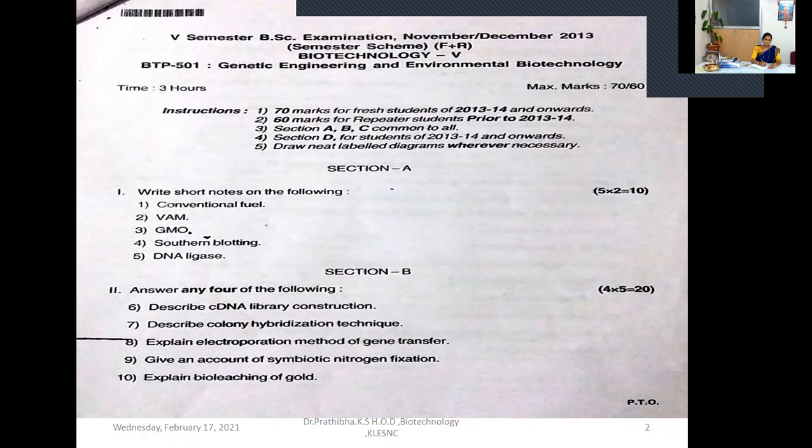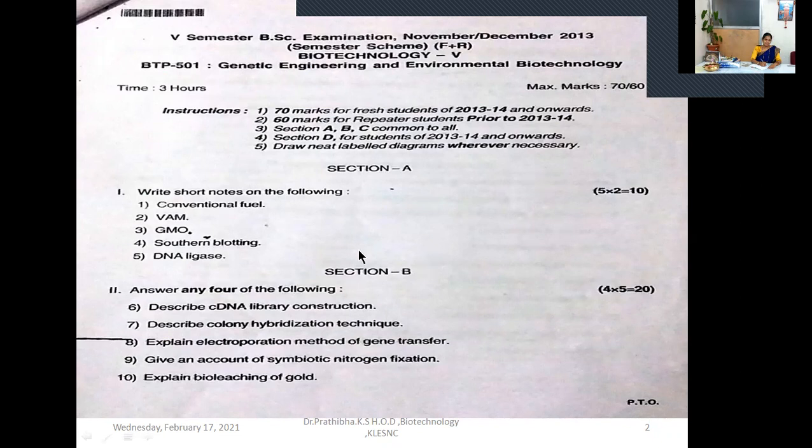Okay, and in this question paper, wherever you require any flow chart or diagram, you need to draw the diagram and flow chart, and you need to label what that particular structure represents. Okay, so in the diagram you need to do all those things.